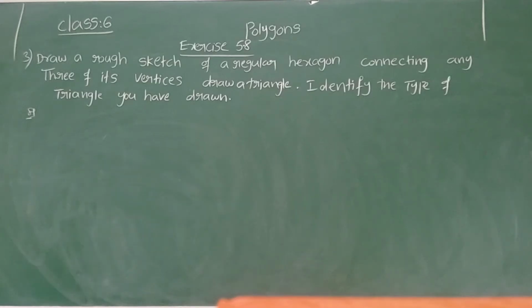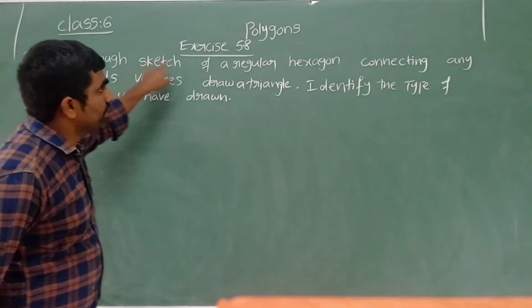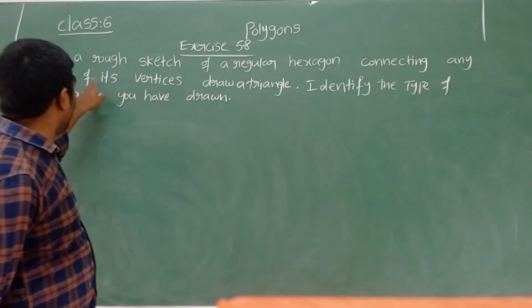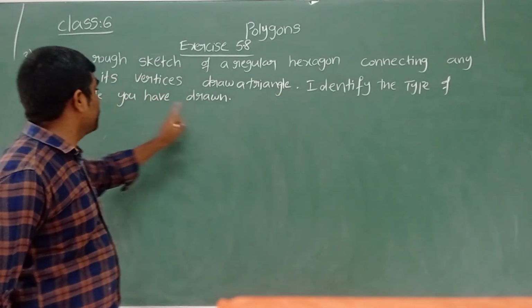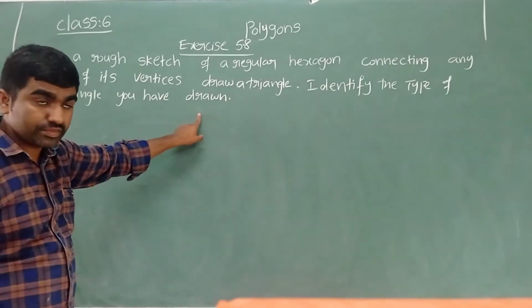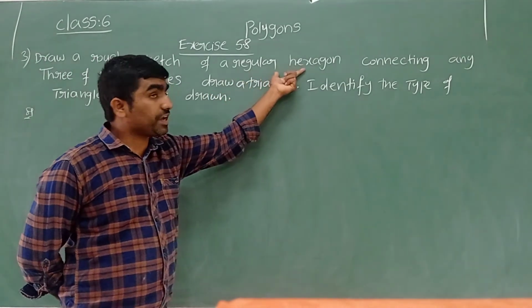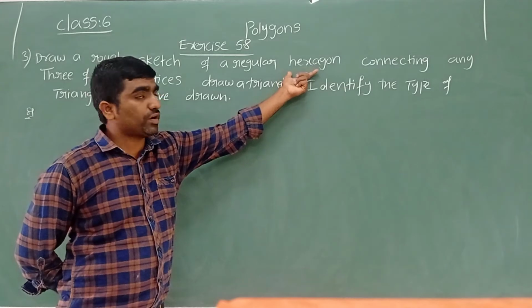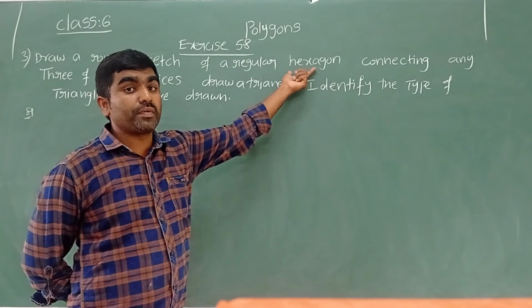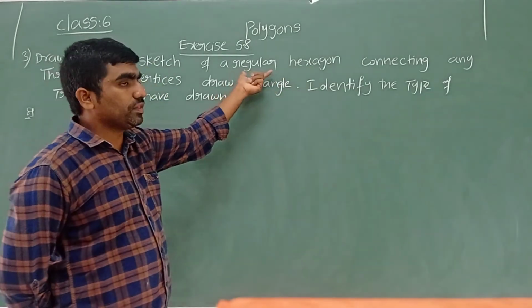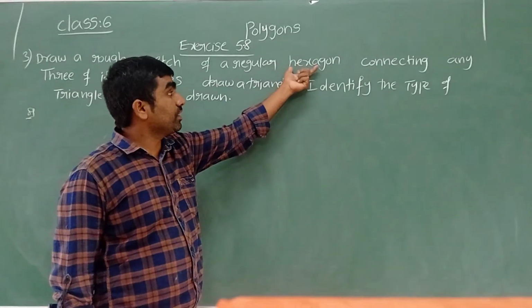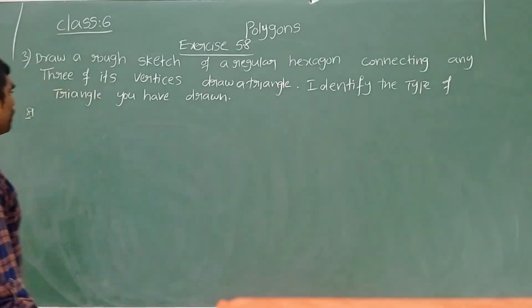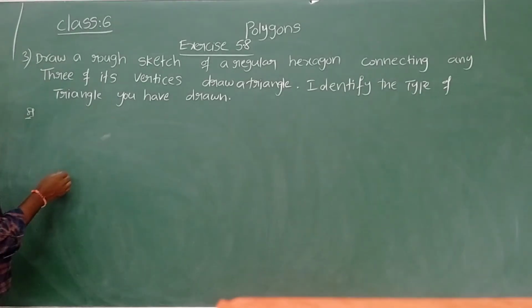Yes, children, now let us see exercise 5.8, third bit. They are asking: draw a rough sketch of a regular hexagon, connect any three of its vertices, draw a triangle and identify the type of triangle you have drawn. They are asking to draw one six-sided regular polygon. Hexagon means a polygon bounded by six sides. Regular means all the sides are equal and all the angles are equal. Yes, let us draw one regular six-sided polygon.